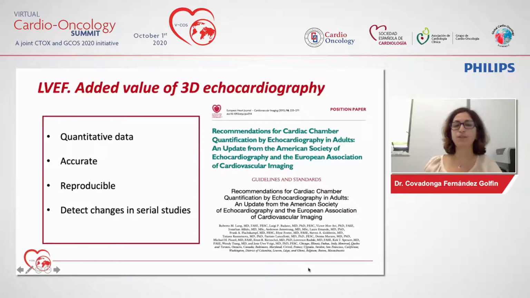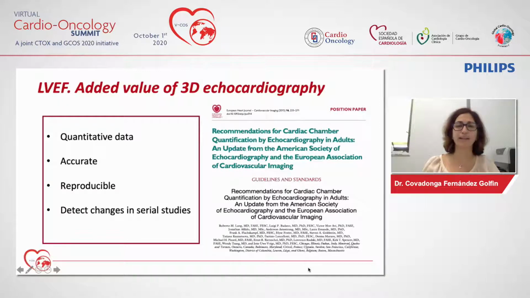So first of all, we need to give quantitative data. There's something that we all know. We need to give a number, and decisions are going to be made regarding that number and regarding different treatment options that we have for our patient. But we also need to be accurate and, very important, we need to be reproducible. These patients, we're going to see them very often for many months, even for many years, during and after the treatment. And so we need to be sure that our numbers are accurate and reproducible. And this is because we need to be able to detect changes in serial studies.